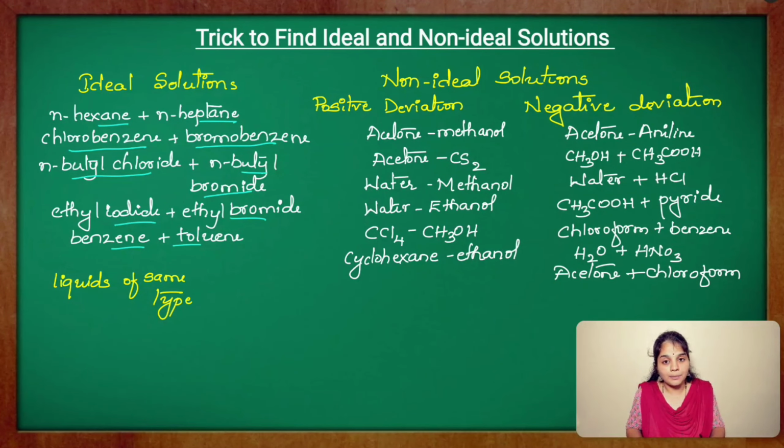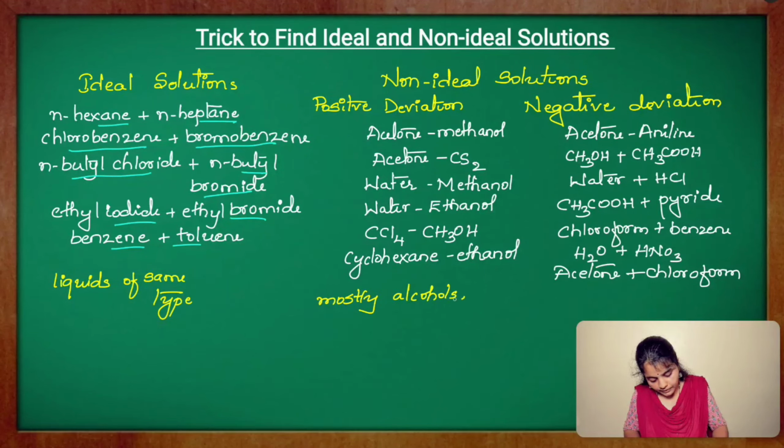Now looking into the examples of non-ideal solutions which is showing positive deviation. Mostly the alcohols, carbon tetrachloride and carbon disulfide fall under the category of positive deviation. So here the trick that you have to remember is that mostly they are alcohols, carbon disulfide or carbon tetrachloride.